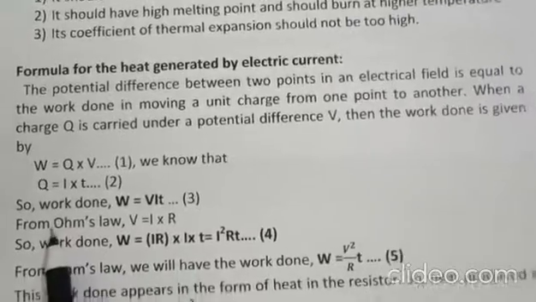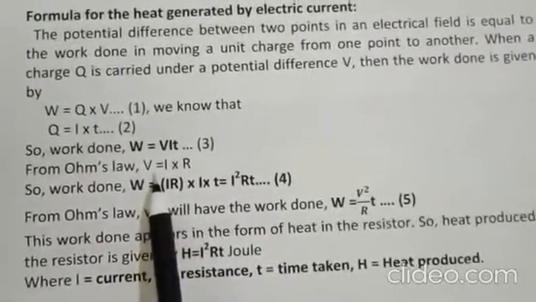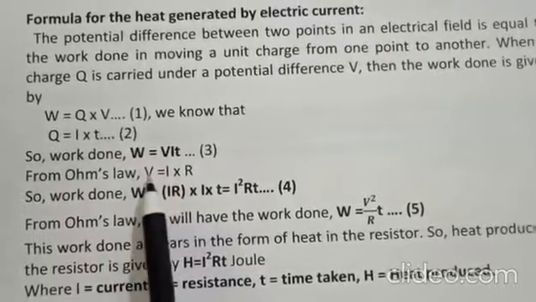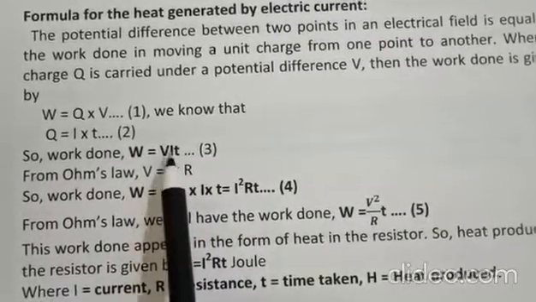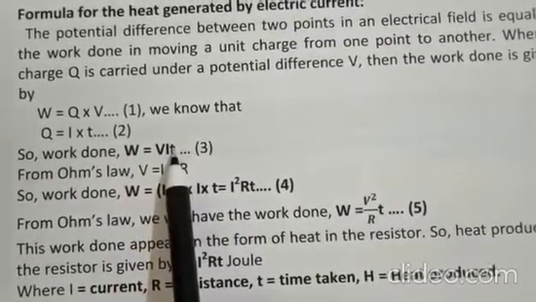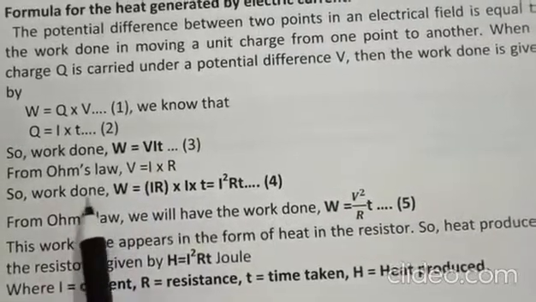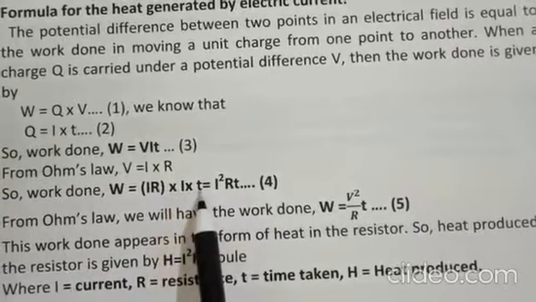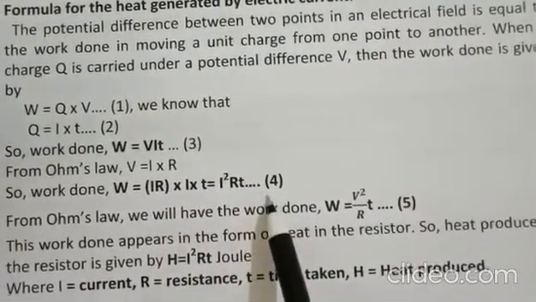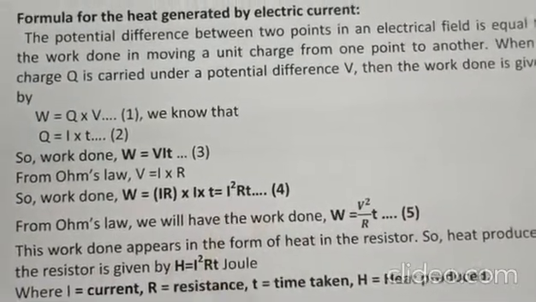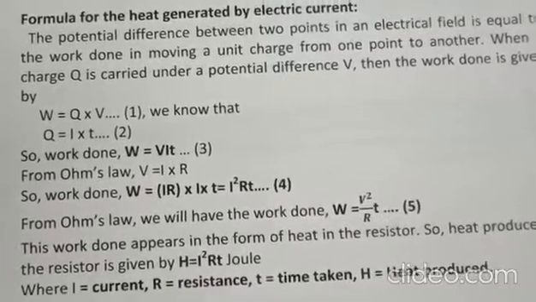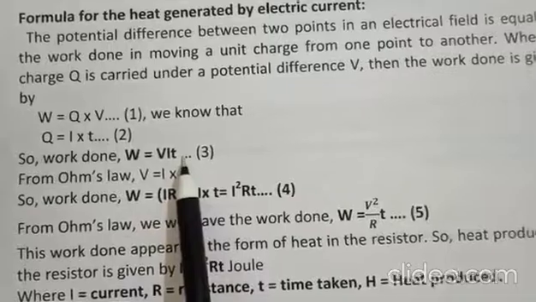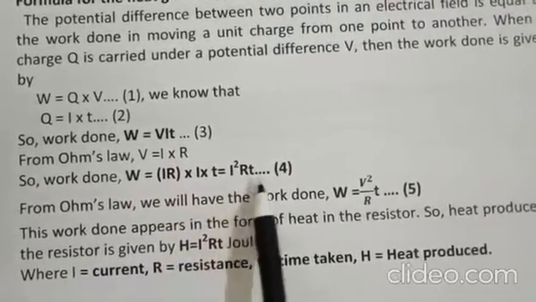Now from Ohm's law, we know that V is equal to IR. So now what I am going to do, I am going to put the value of this in the equation number 3. And therefore, the work done, W, can be obtained by I into R into I into T. That is going to give me the second equation of work done, I square RT. So till now we have got 2 equations. W is equal to VIT, another one is W is equal to I square RT.